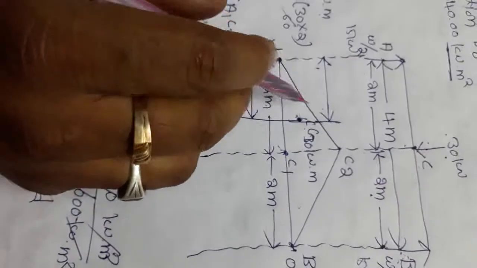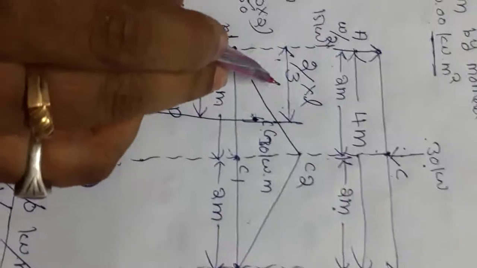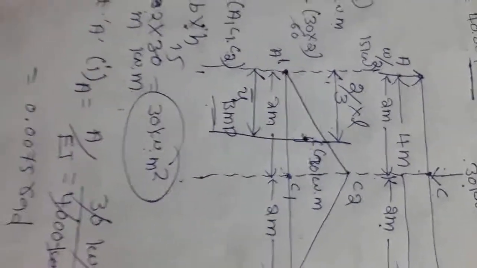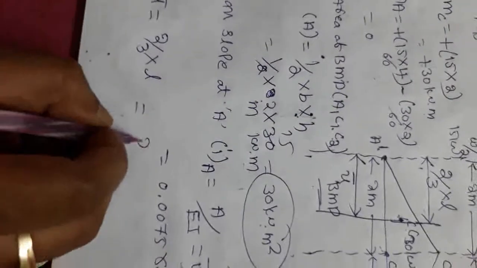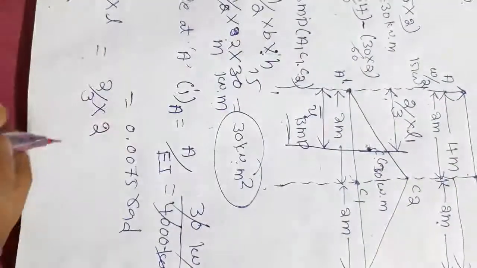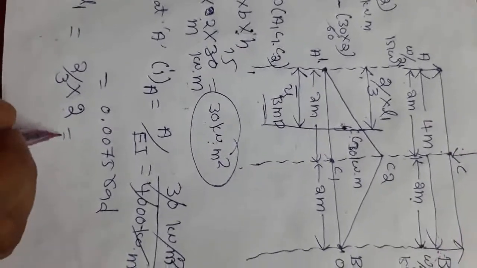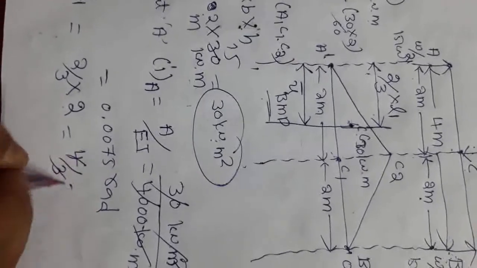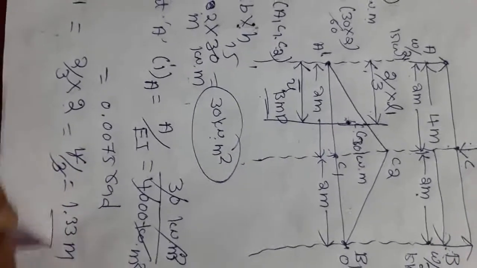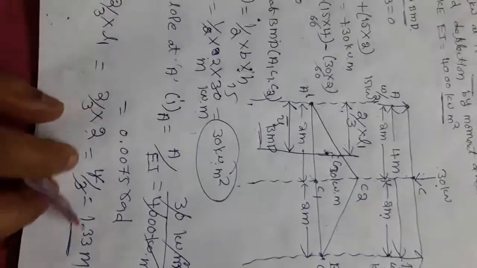This looks like a triangle, so the centroid formula for a triangle is 2 by 3 into L. So x bar is 2 by 3 into L, where L, sorry, L1 is nothing but 2. So the answer is 4 by 3, which is 1.33 meters. Why? Because the span length is substituted in meters, so you get the units in meters only.